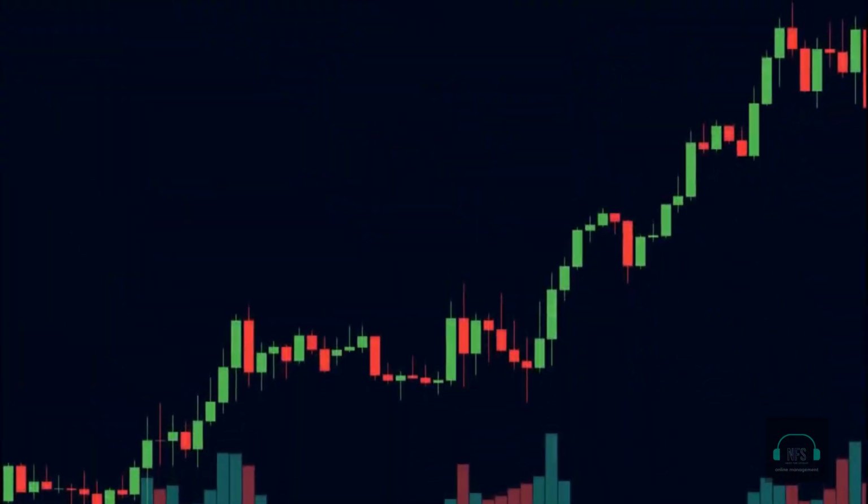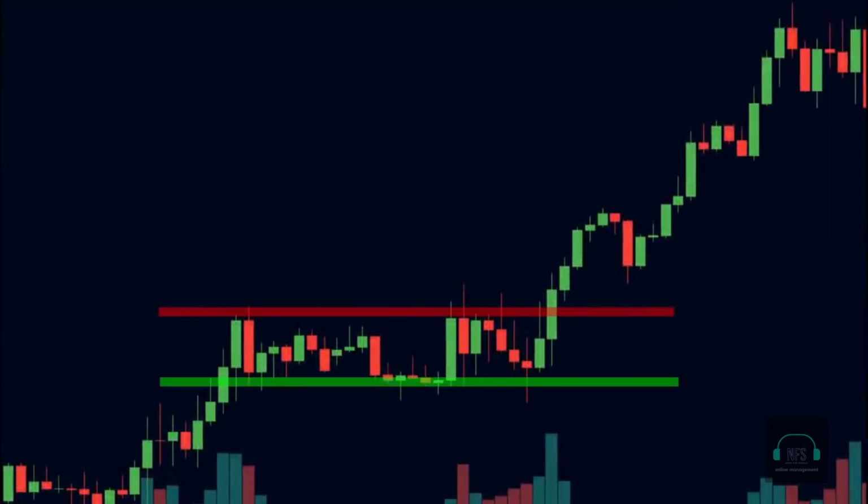Here is a buy trade. Here we see that the price created this tight price range. Trading between this range is not possible because the room for profit was very less. Nevertheless, we see a strong breakout of this range on this candle.